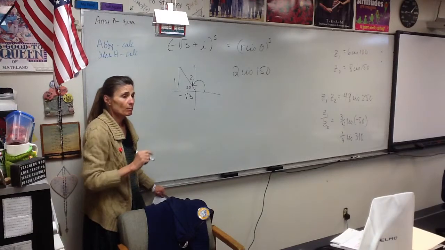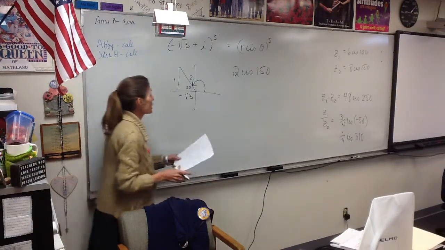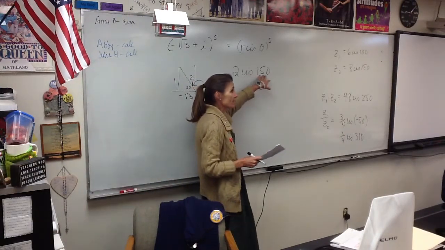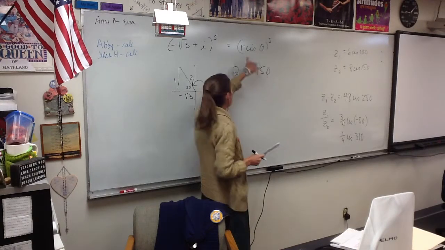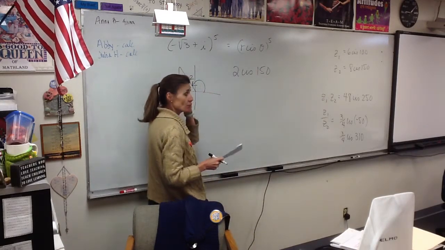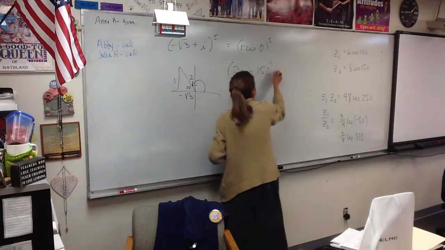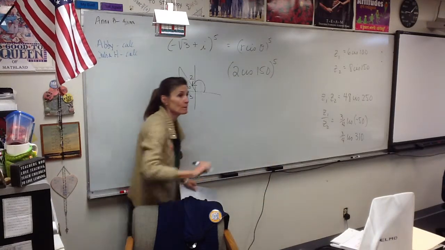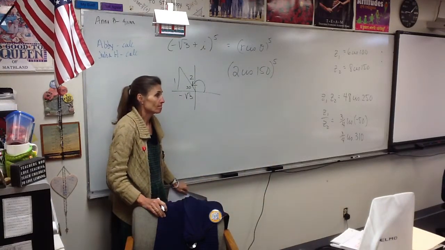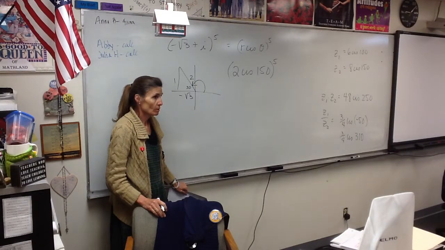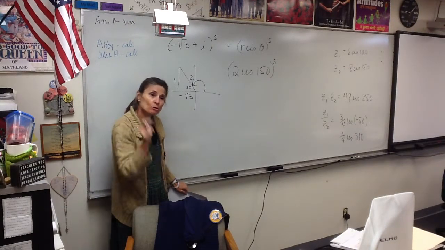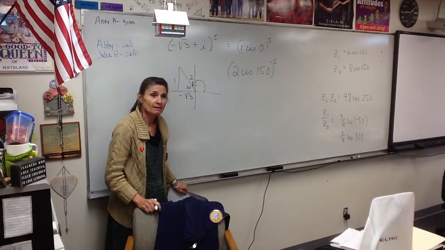Step 1 in problem number 8: change your number into CIS form. Find your R, find your theta. Now we're going to take it to the 5th power. Who remembers how to do this? Take it to the 5th power. Hi, Ramo, you were eating this up on Friday. How do we do this?